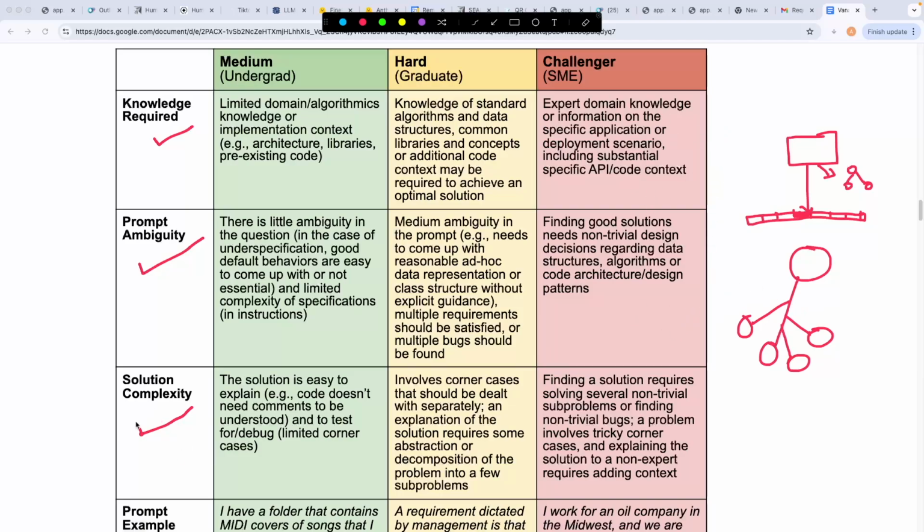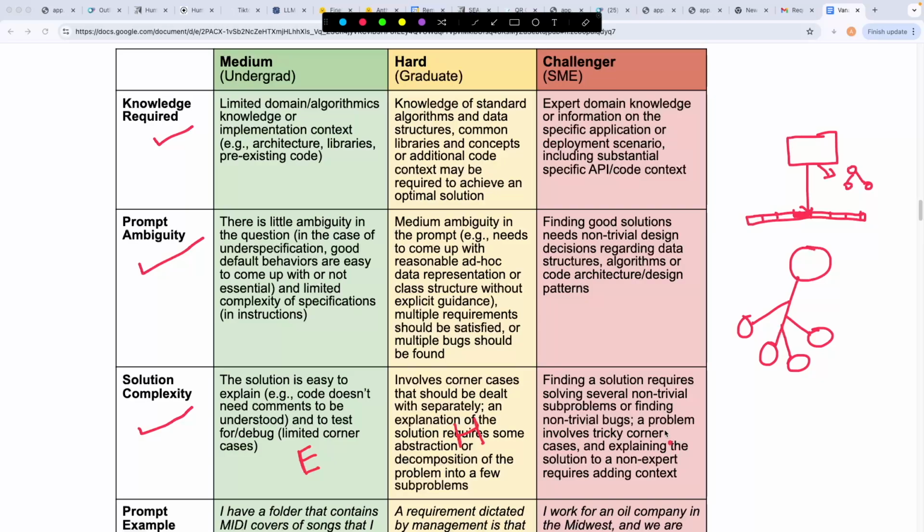The third we have is solution complexity. So here, for a medium level query, the solution is not that complex. It is easy to explain. Once you see the code, you will be able to easily understand what is happening in the code itself. So the solution complexity is kind of easy. In hard level queries, the solution complexity is hard. And in challenger level, the solution complexity again is increasing a lot.